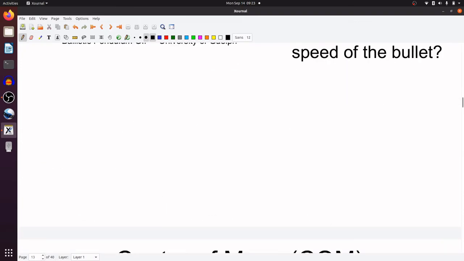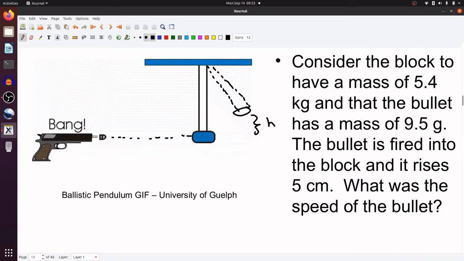Hopefully I gave myself a page. I did not give myself a page. Oh, I can fit it in there.